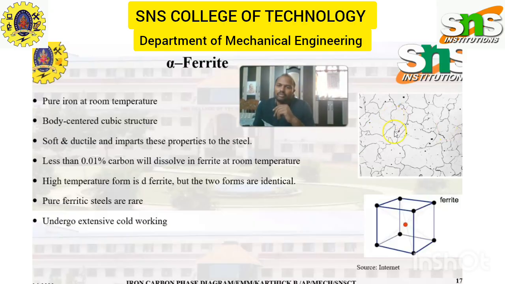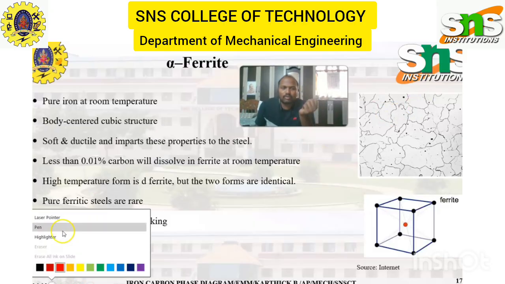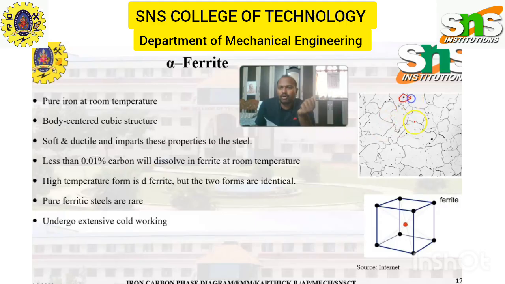In the microstructure which I have shown here, you can see the white regions are ferrite and these black dots are small carbon pieces, small carbon atoms. So this whole thing is ferrite, and maybe we can consider these dots as carbon, right?